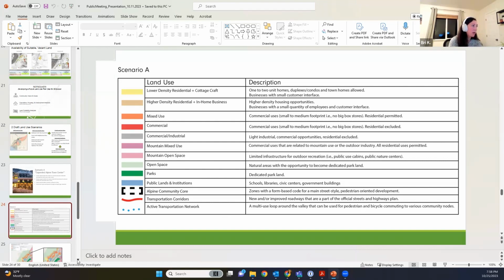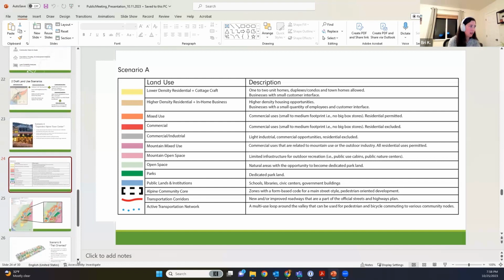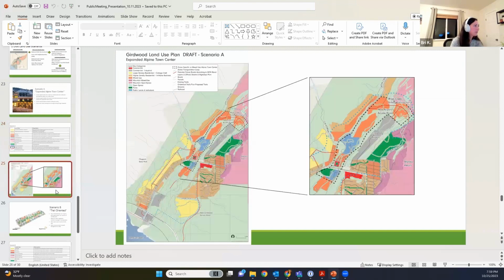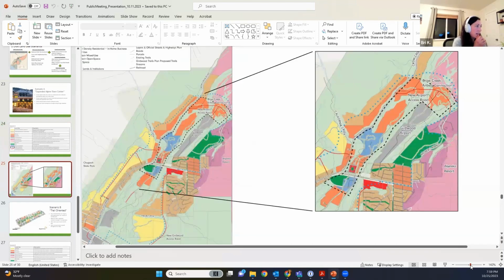On this scenario A, we also have a black dashed line for what we're calling Alpine Community Core, and that's this concept of an expanded kind of Main Street style area that would potentially go beyond your current town square area. And then we've also highlighted transportation corridors in both maps and active transportation corridors in maps as well. Okay, so I'm going to talk through this scenario A map.